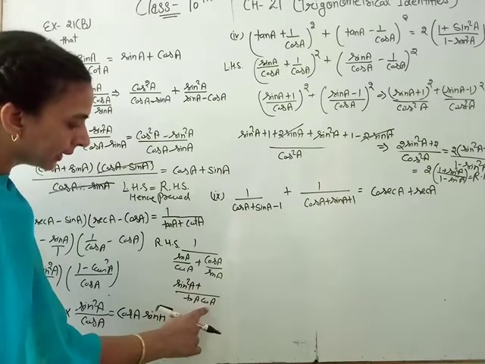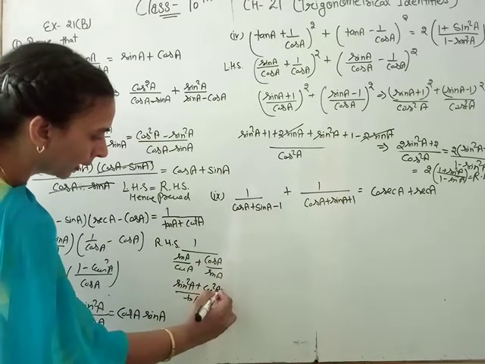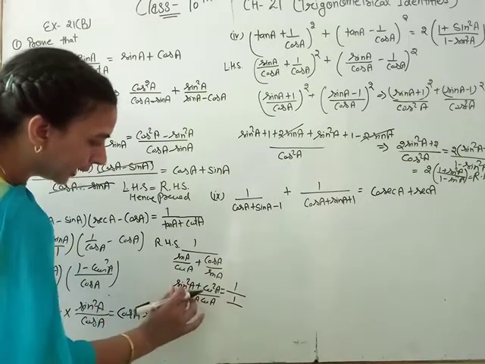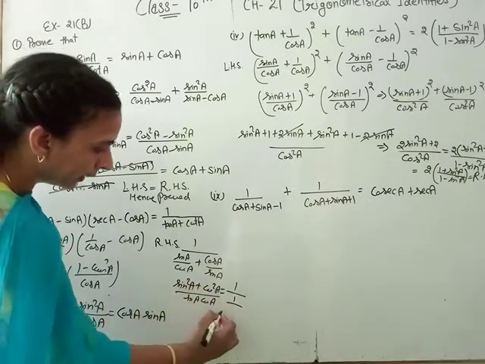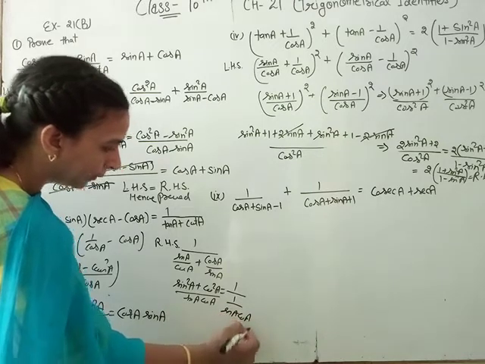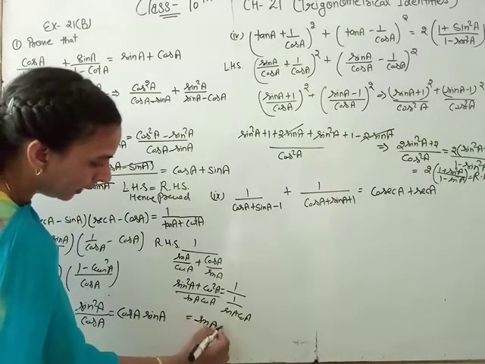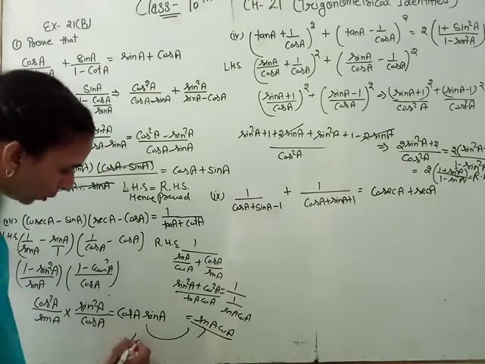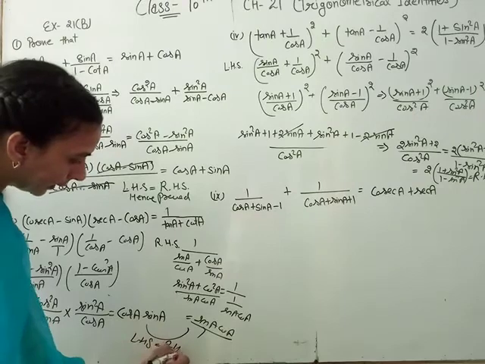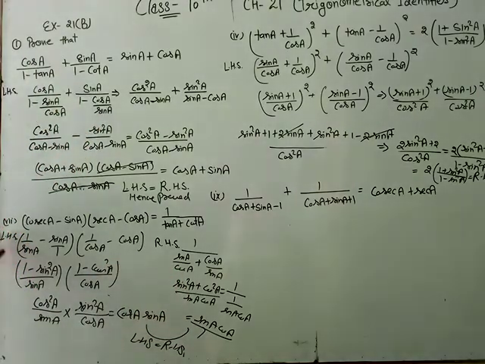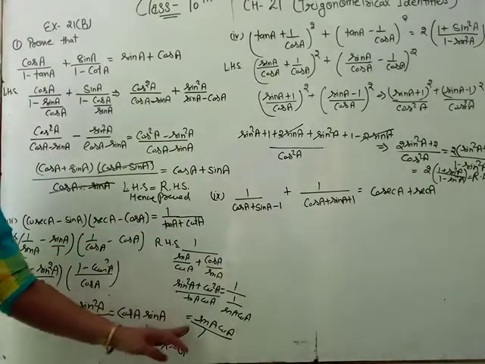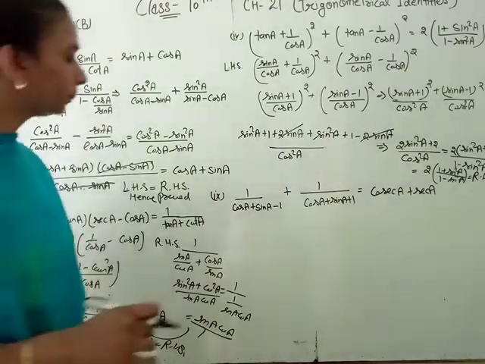plus sin cancels, giving cos square. This equals 1 by this, where sin square plus cos square is 1, divided by sin A cos A. We write this as sin A cos A by 1, and this equals the same as it is. So left hand side equals right hand side. If both sides are complicated, first you take the left hand side, then we take the right hand side, and the left hand side and right hand side are the same.